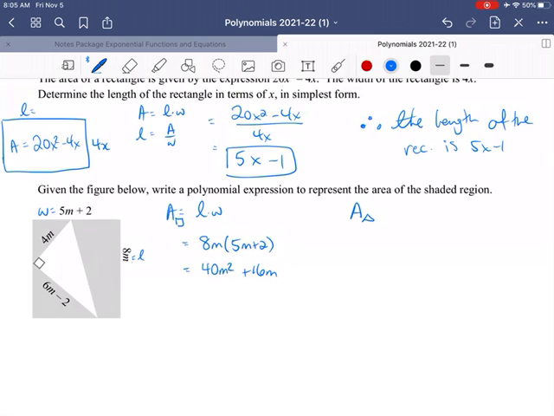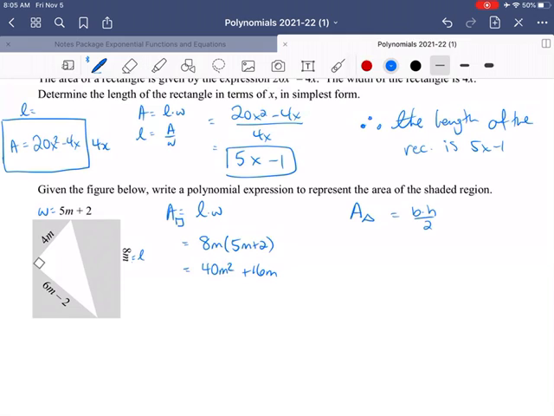Now we have to figure out the area of the triangle. Now the area of a triangle is base multiplied by height divided by 2. Because any triangle is basically a rectangle but just divided by 2. So base times height is basically length times width, and then you got to divide it by 2.